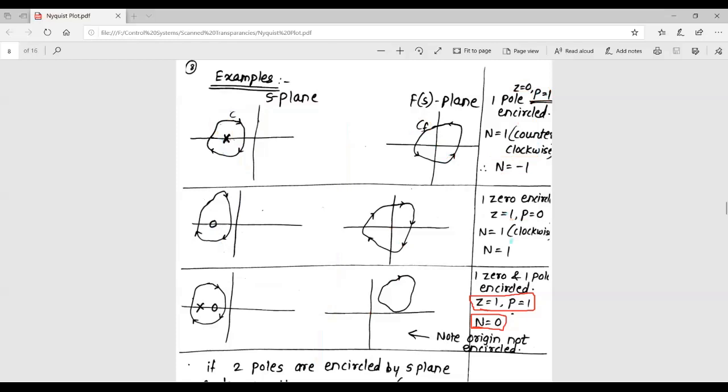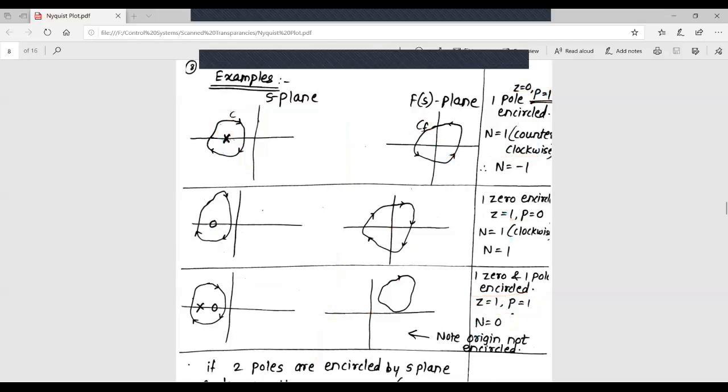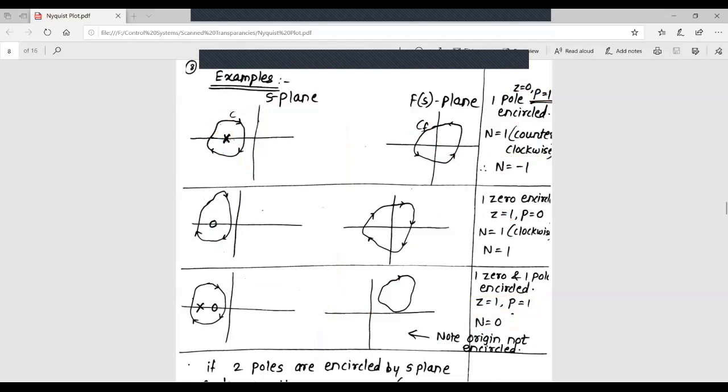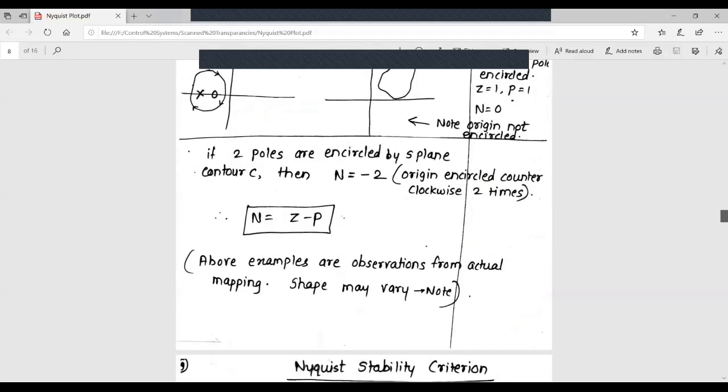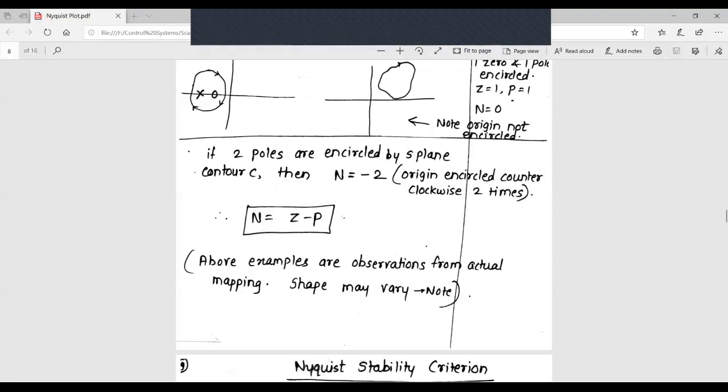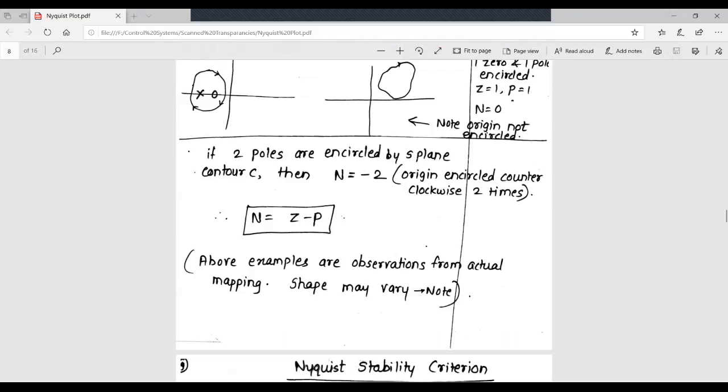Now, there are some cases where 2 poles or 2 zeros are encircled. We have just taken the examples where 1 pole is there, 1 zero is there, 1 pole and 1 zero. But there might be other cases where we have 3 poles or 2 zeros, then vice versa, like 2 zeros and 3 poles, whatever it might be. But in that case also, the same formula is applicable. N is equal to Z minus P. And with the help of the direction in S-plane, we can actually calculate how many times the origin is encircled by CF, rather, in F of S-plane. And so we can get the actual encirclements.